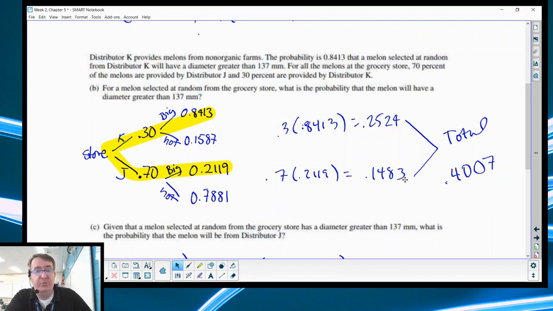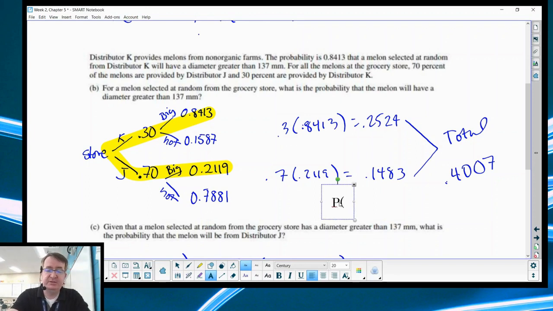Now, we don't care where it comes from. We just want to know how big it is. And so the probability that you have a melon bigger than 137 millimeters is going to be 0.4007. Just to be safe, we should probably write it like this: the probability of a melon greater than 137 millimeters equals 0.4007.